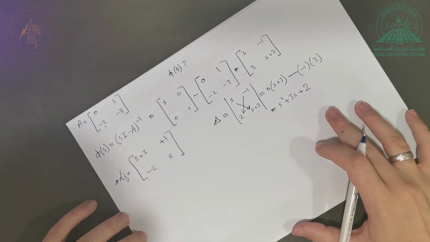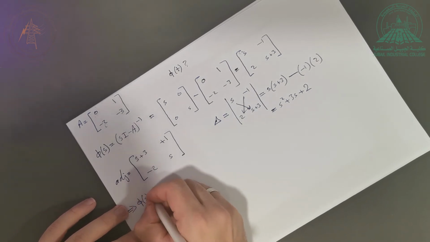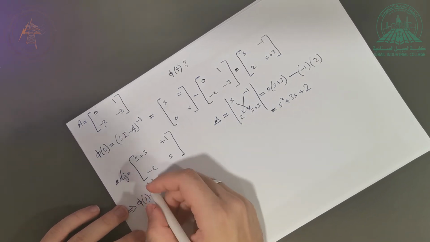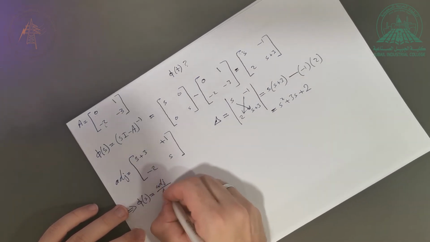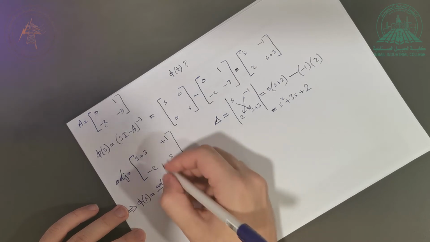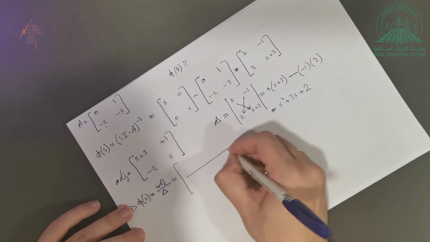Okay, it means that phi of s is equal to the adjoint divided by the determinant. So it's going to be this divided by that. I'll write it like this. See, I'm going to write this big bracket like this.